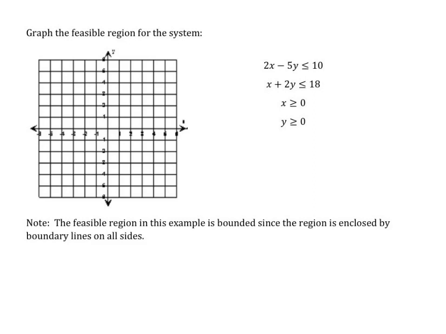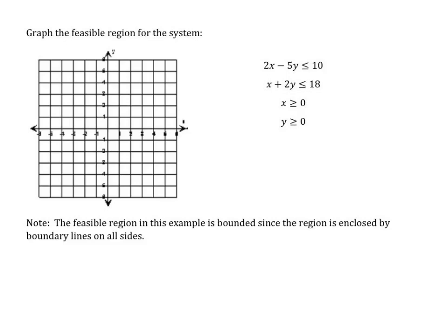Let's graph the feasible region for the system. We have 2x minus 5y is less than or equal to 10, x plus 2y is less than or equal to 18, x is greater than 0 and y is greater than 0. I should say greater than or equal to 0.